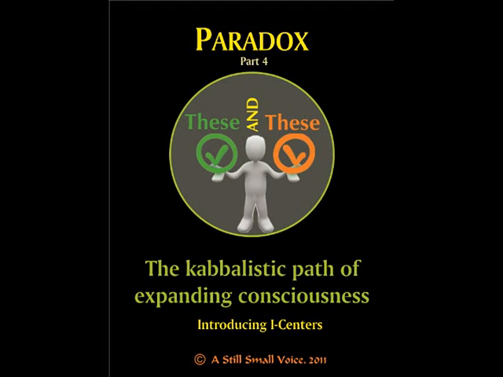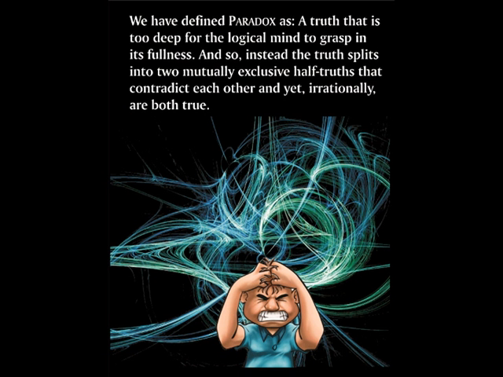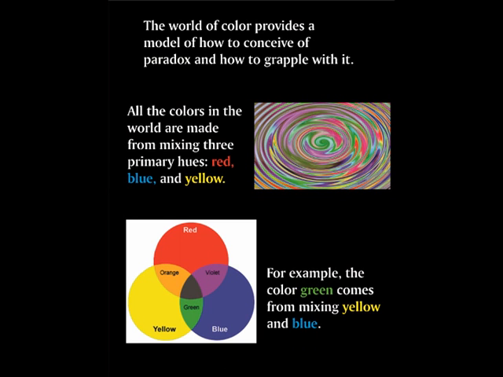Paradox, the Kabbalistic Path of Expanding Consciousness. Part 4, Introducing Eye Centers. We have defined paradox as a truth that is too deep for the logical mind to grasp in its fullness, and so instead the truth splits into two mutually exclusive half-truths that contradict each other and yet, irrationally, are both true. The world of color provides a model of how to conceive of paradox and how to grapple with it.